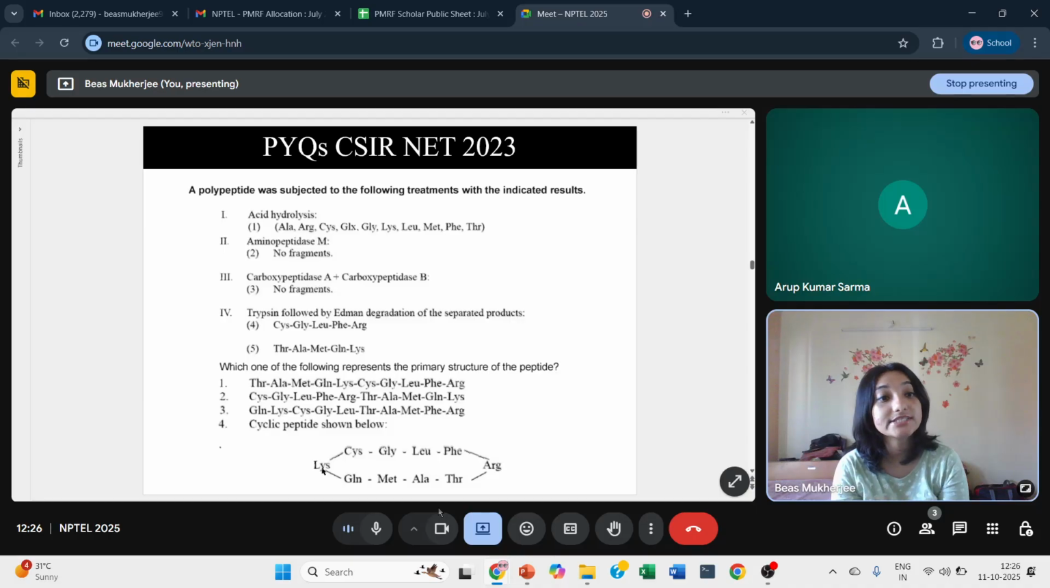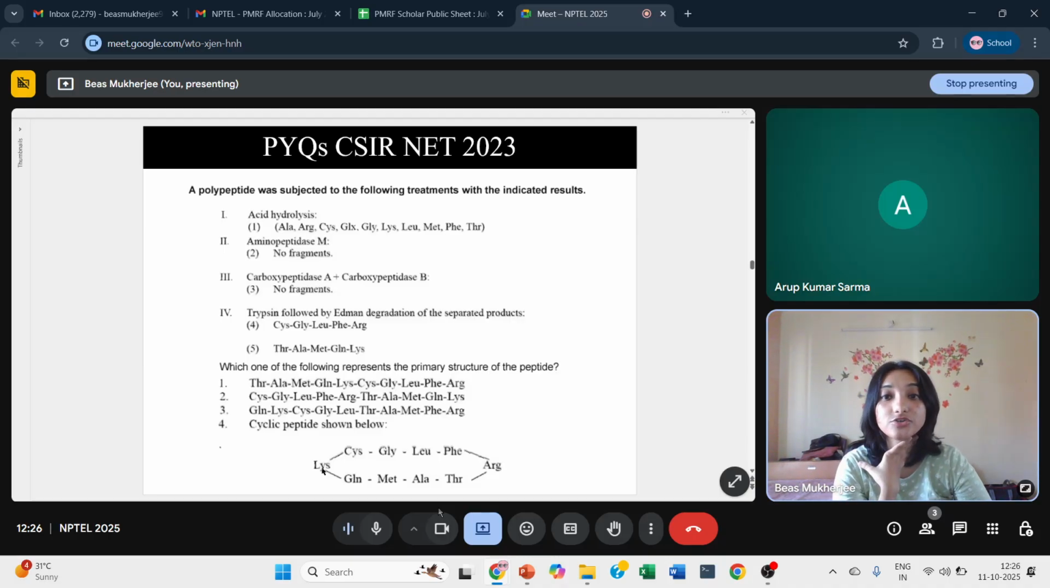Now aminopeptidase M. What is that? It is not giving any fragments. Next is carboxypeptidase A plus B. If you remember in our slides, we had talked about carboxypeptidase A, B and C. Both A and B are given together. Now no fragments. What does it mean by no fragments? That means that there is some amino acid at the terminal end, the last amino acid, which is not cleavable by carboxypeptidase A and B. That is why it is not giving any fragment.